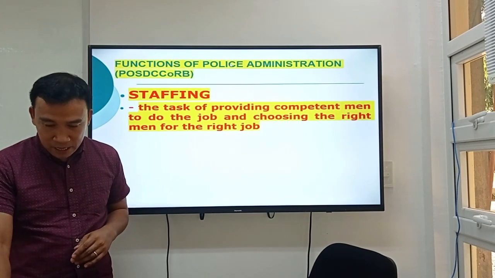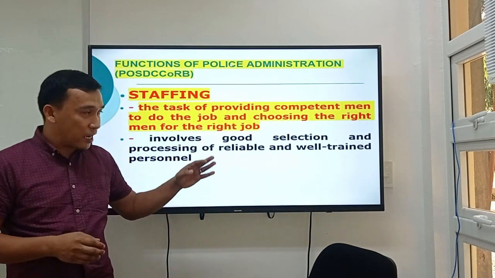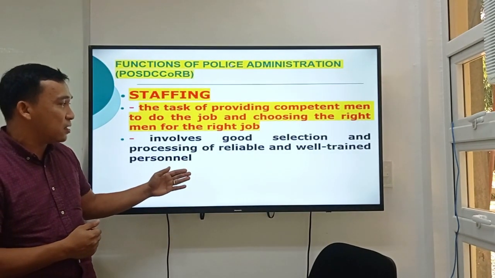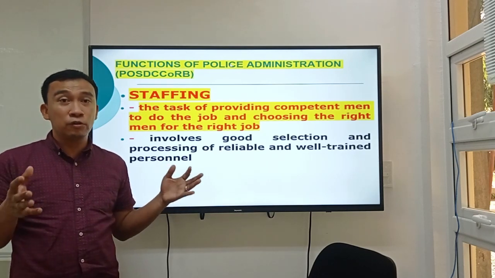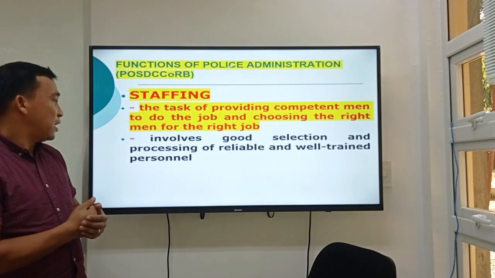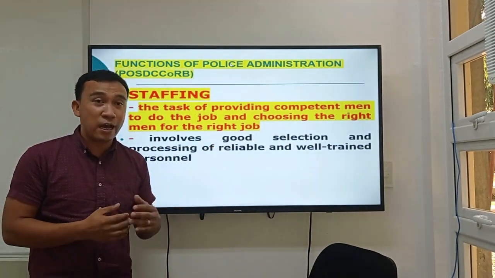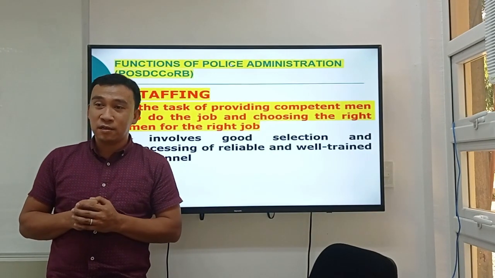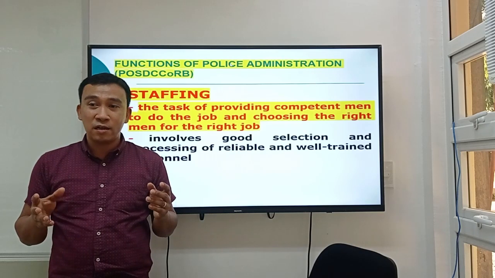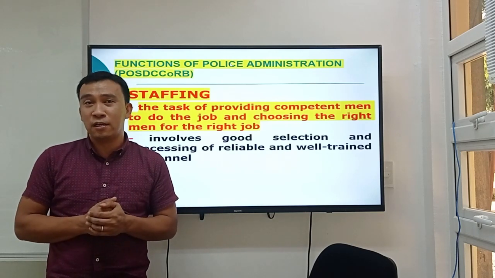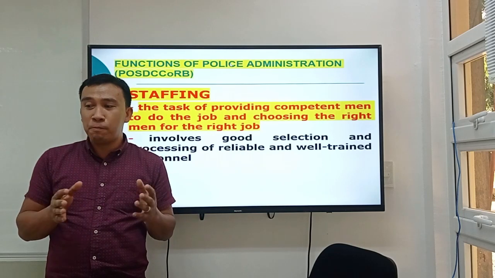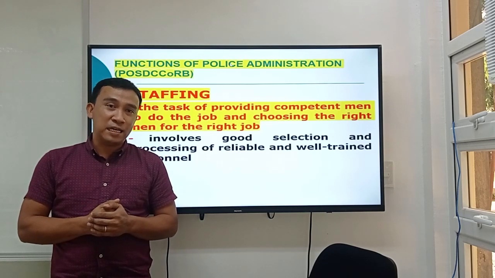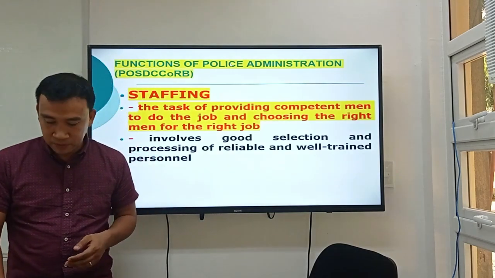Another, staffing involves good selection and processing of reliable and well-trained personnel. Take note of the words good selection and processing of reliable and well-trained personnel. Hindi yung pinulot lamang dyan sa kangkungan at dahil malakas siya ay nilukuna na walang mga qualification, then sigurado ako, pagka yun ang naupo, either yan ay malalasing sa authority or makasisira siya sa isang organization.